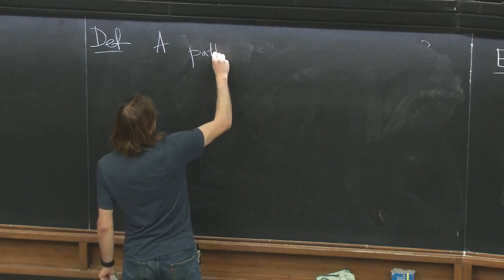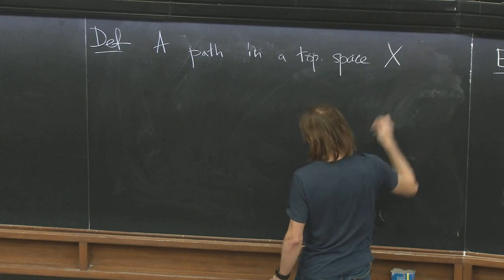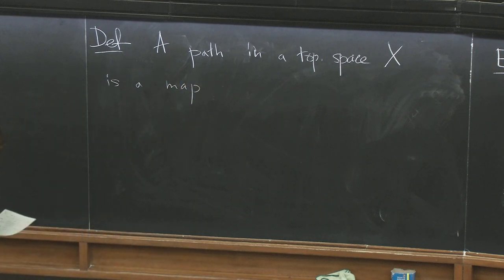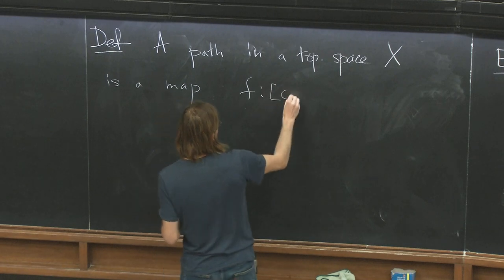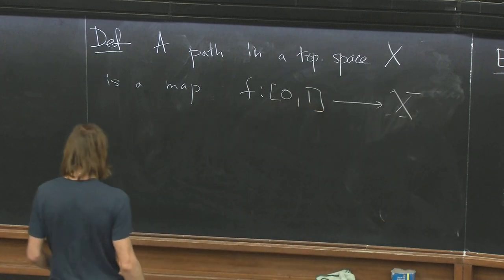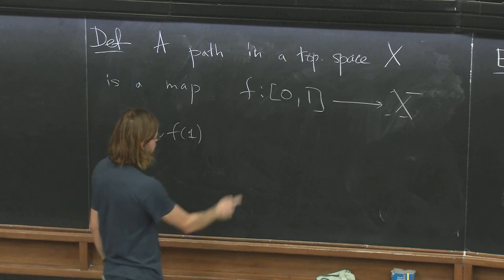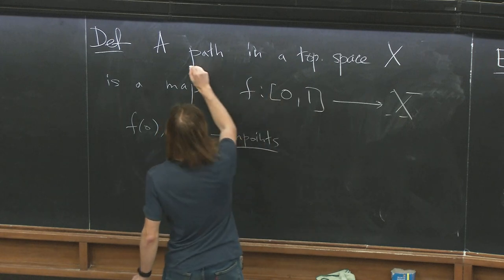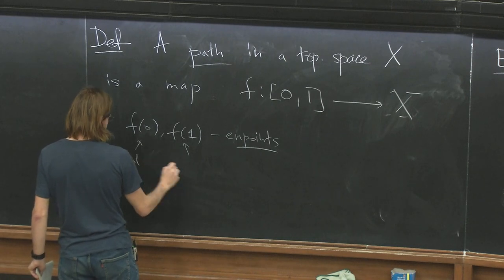So a path in a topological space X is a map, and by map, in our course, we mean continuous function, from an interval to X. The pair of values at the ends of the interval are usually called endpoints. Sometimes it's useful to distinguish: this is the initial point, and this is the terminal point.